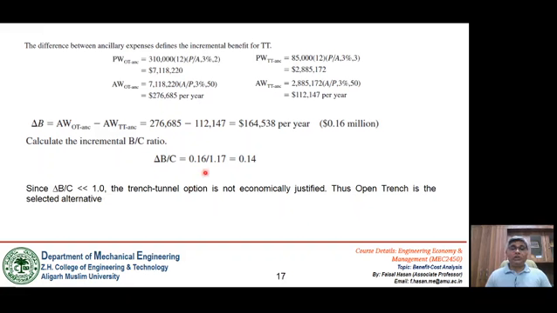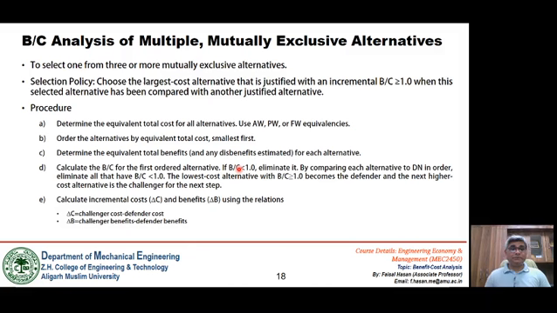So in this case, the tunnel trench is the challenger, which is dropped because the incremental benefit to cost ratio comes out to be less than 1. So we will be sticking with the defender, that is the open trench. That is how we solve problems when we have two mutually exclusive alternatives on the basis of incremental benefit to cost analysis.